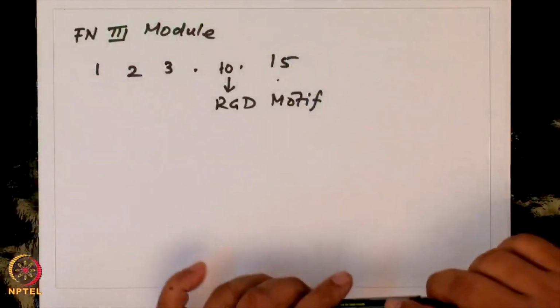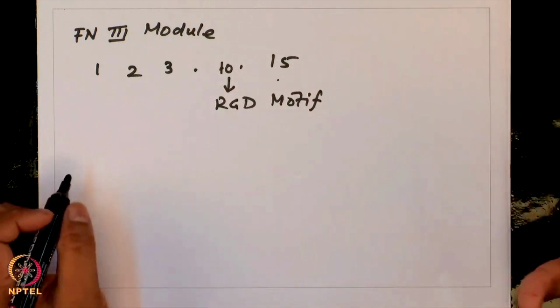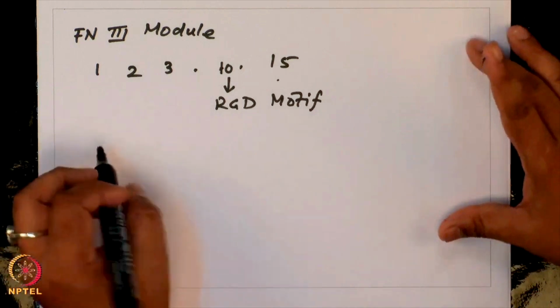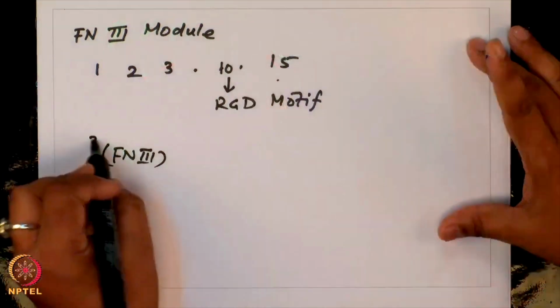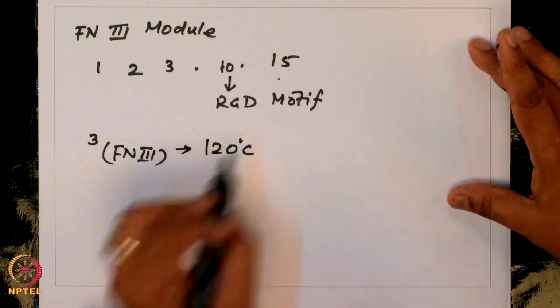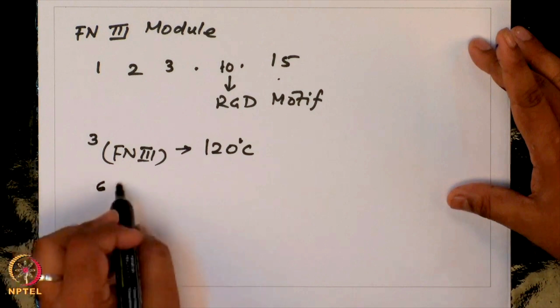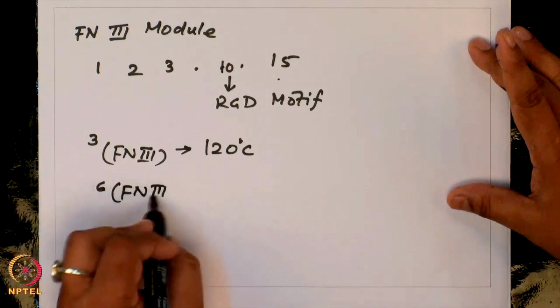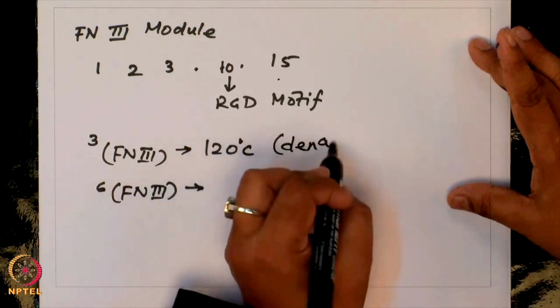In an attempt to understand how these individual domains are sensitive to forces, temperature denaturation experiments were done, and it was found, for example, that the third domain of FN3 roughly denatures at 120 degrees Celsius. Compared to that, the sixth domain of FN3 denatures at a different denaturation temperature.